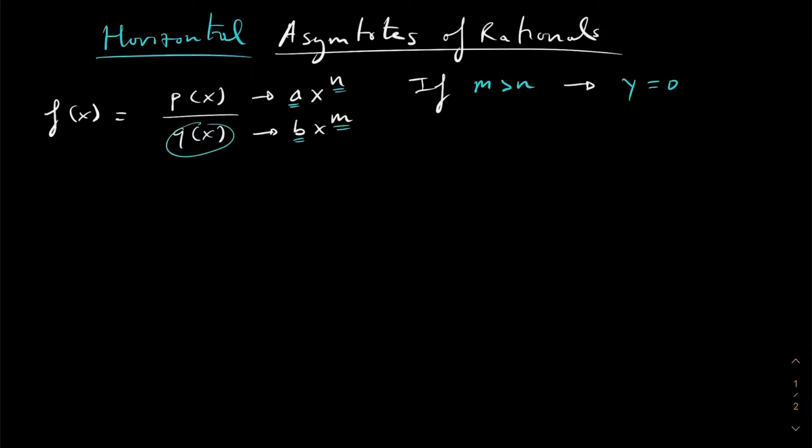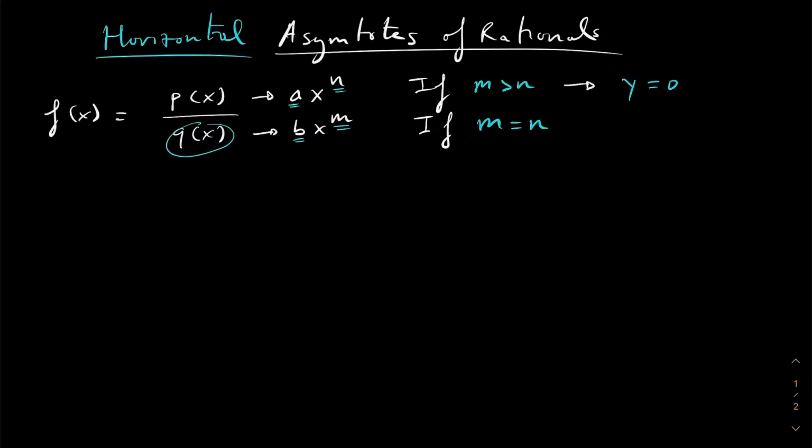And just a small parenthesis here: a horizontal asymptote is telling you the behavior at infinities, while the vertical asymptote is telling you the behavior at local points.